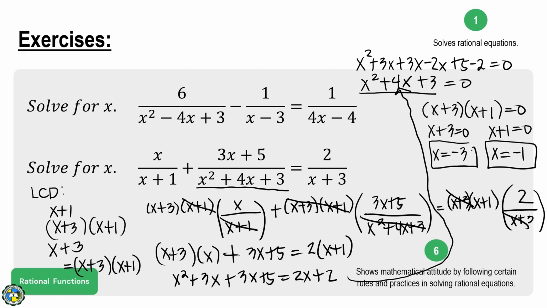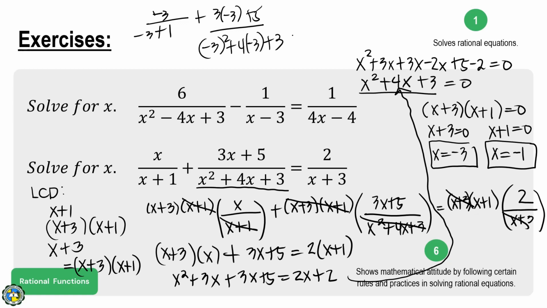Okay? So, again, the solving is getting heavy. You can use your calculator to verify. But let's try one. I believe it will really be satisfied. Okay? So, we have negative 3 all over negative 3 plus 1 plus 3 times negative 3 plus 5 all over negative 3 squared plus 4 times negative 3 plus 3 equals 2 all over negative 3 plus 3.